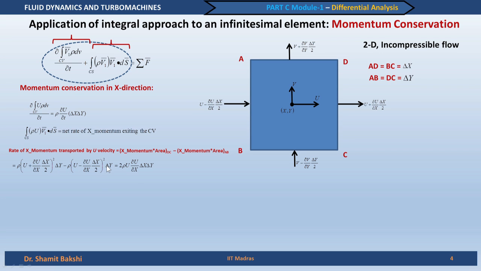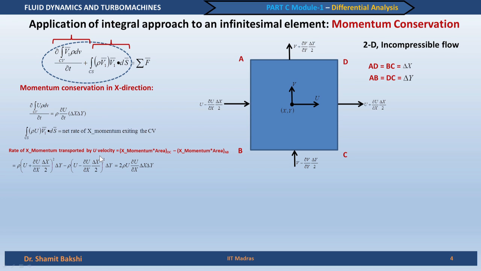Basically, if you take rho into delta y out, then what you will be left with, you can see this looks like a plus b whole square minus a minus b whole square, which should be 4 into a b. So, 4 multiplied by u multiplied by del u by del x into delta x by 2. So, that comes out to be 2 into rho into u into del u by del x into delta x, and rho into delta y was already there. So, we get this expression, the contribution of the first component, that means the x momentum transported by u velocity.